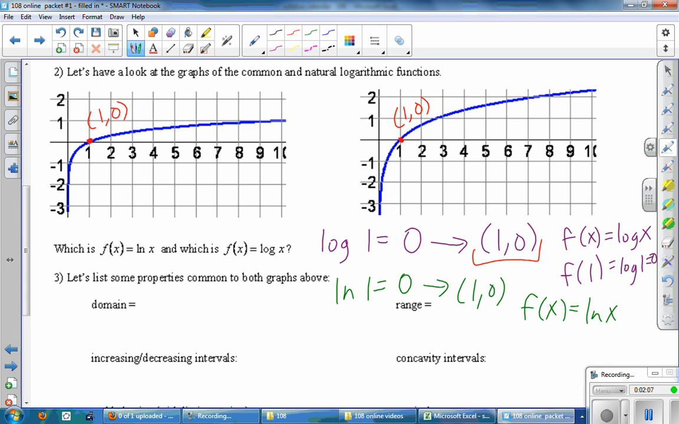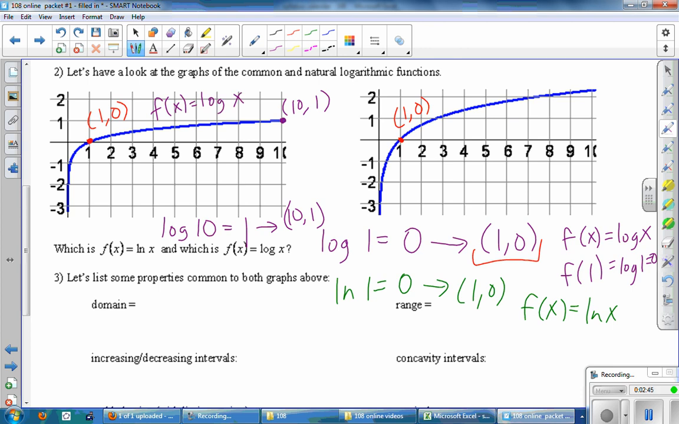Okay, so we need some more information here, something more specific to the common log and the natural log. So how about we look at log of 10, for example. That's a nice one. How much is log of 10? Well, hopefully we know that that's 1, which means that the point 10 comma 1 is on the graph of the log function. So 10, 1. Is 10, 1 on the graph over here? 10, 1 is this point, not on the graph. 10, 1 is this point, is on the graph. So that means that this one is the common log.